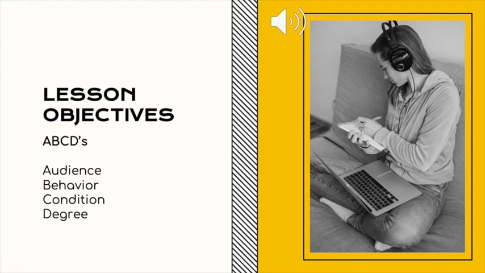A good lesson objective includes the ABCDs. This originally came from Ralph Tyler. Audience, the learner. Behavior, observable and measurable performance. Condition, the condition in which the behavior is performed. And D for degree, the proficiency of the behavior.